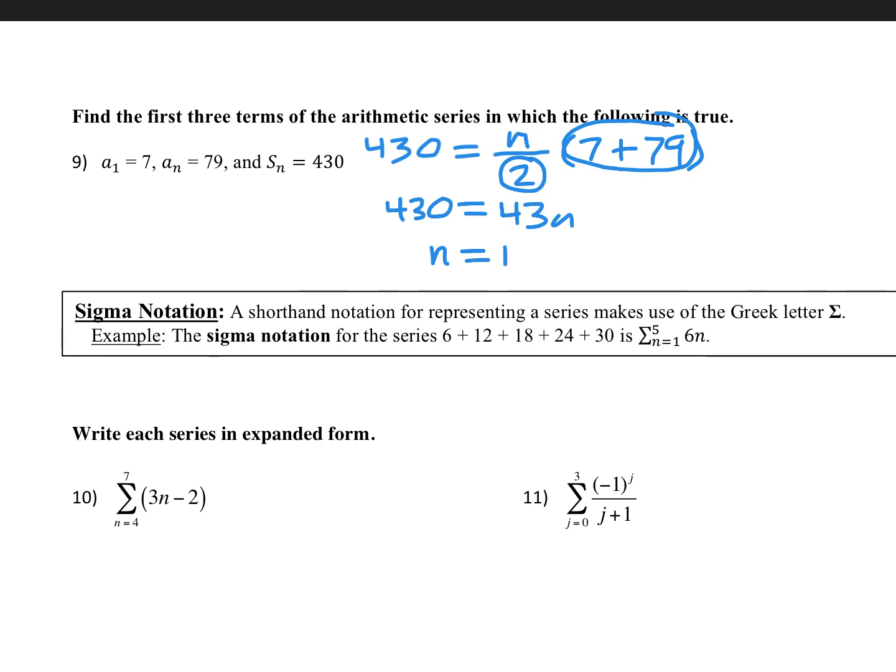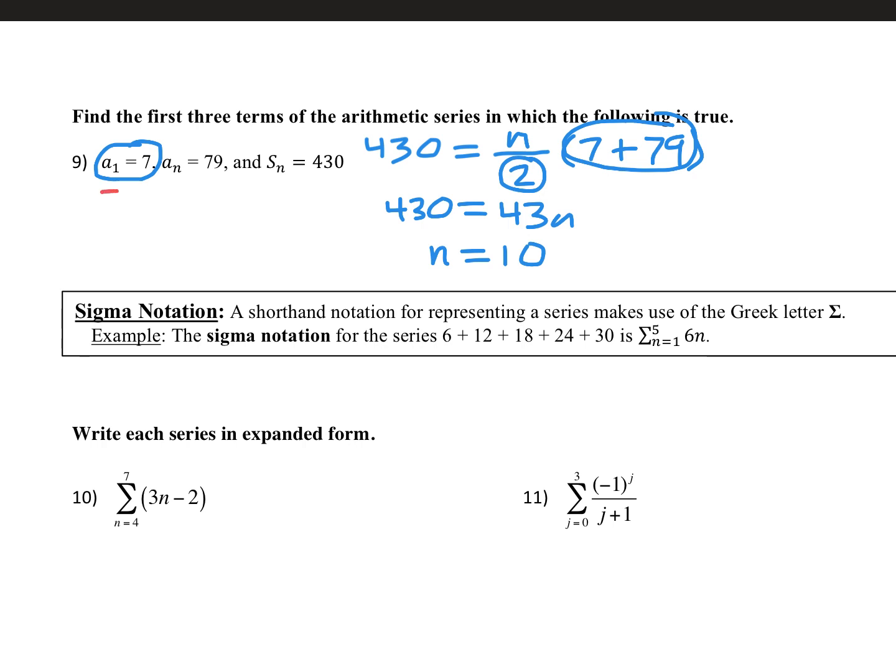So n equals 10. And now, if we know A1, the way we find A2 and A3 is by adding the common difference. So now we need to figure out what the common difference is. So now we could use the AN formula.